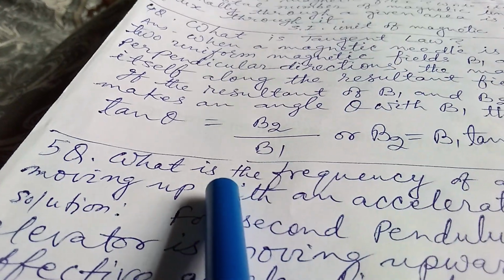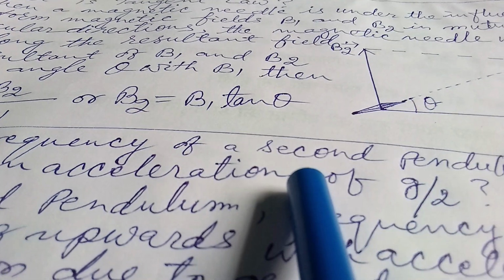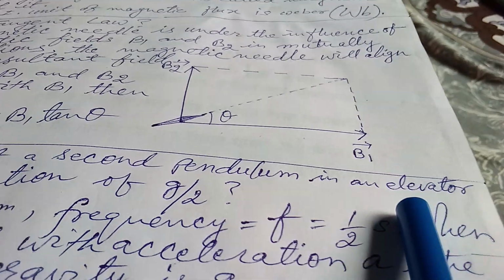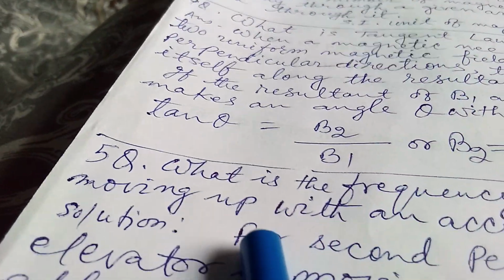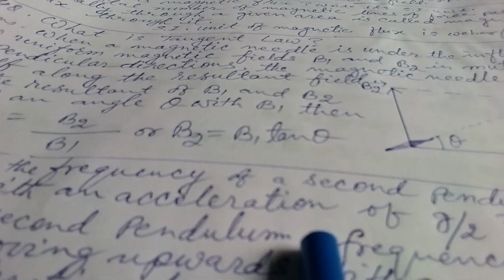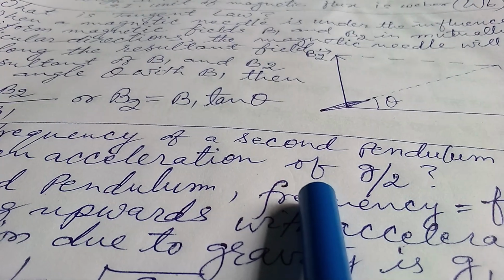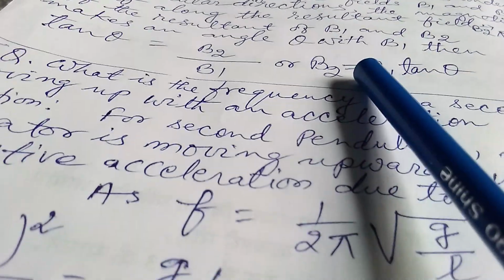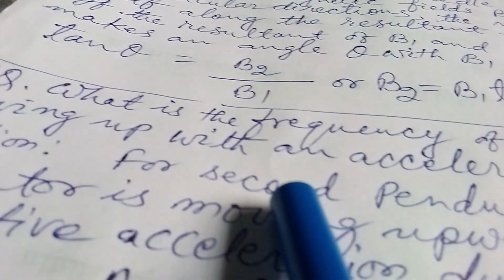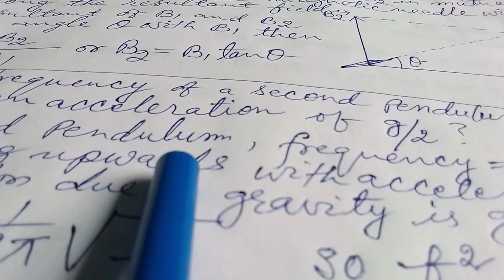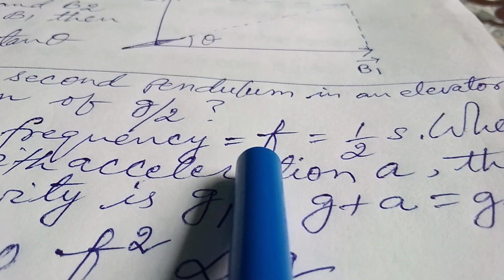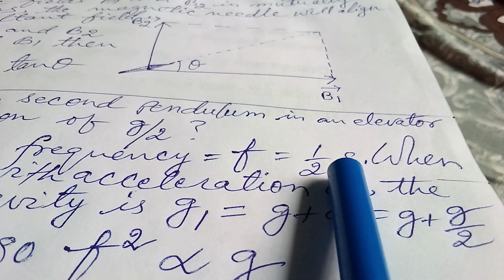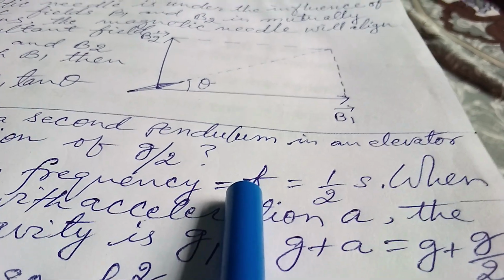Okay. Now the fifth question: what is the frequency of a second pendulum in an elevator moving up with an acceleration of g by 2? So the solution: for a second pendulum, frequency f equals 1 by 2 per second, half per second, because the time period is 2 seconds. That's why the frequency is half per second.